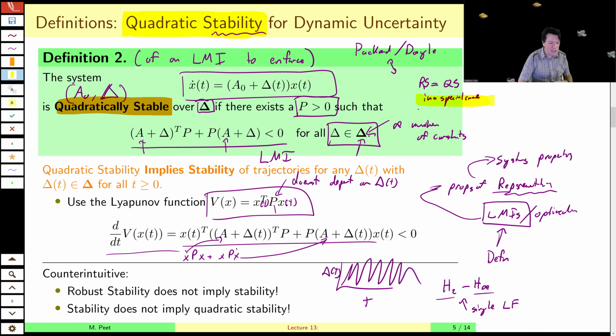So let's take a step back here and think why we're doing this. So we've got an LMI, right? This is an LMI condition. This quadratic stability is an LMI condition.